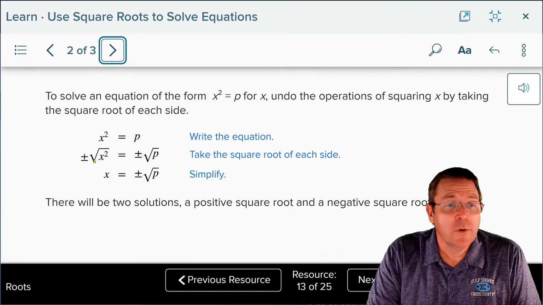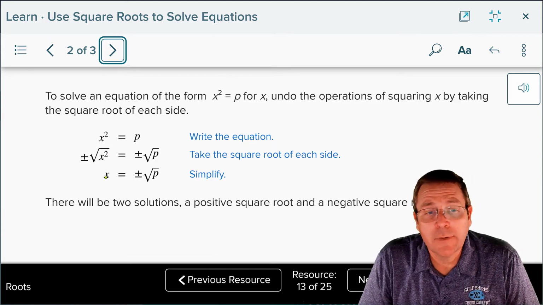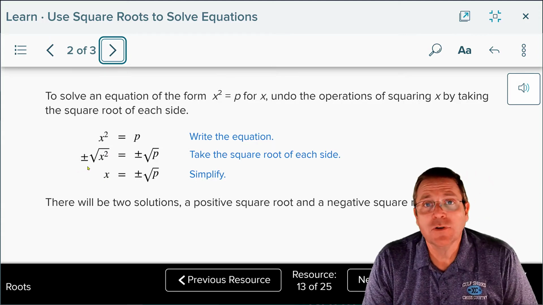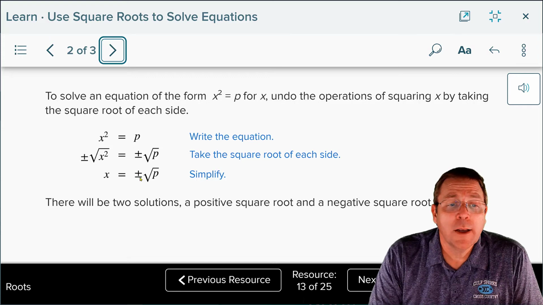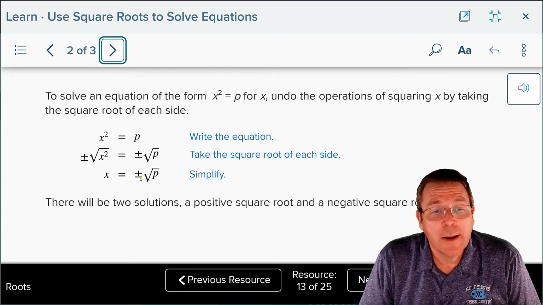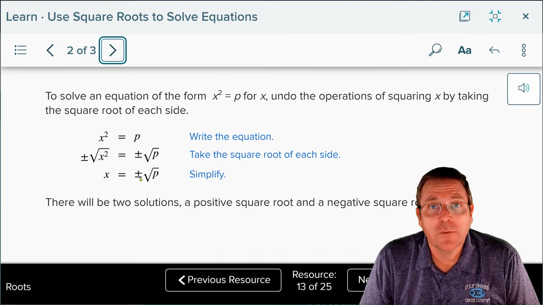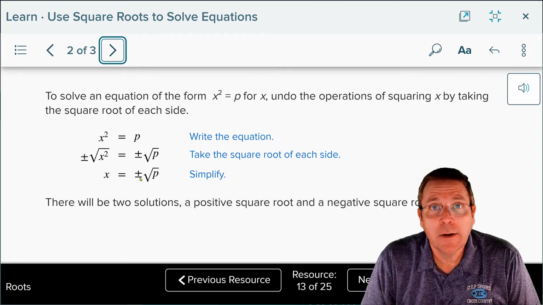Now the square root of x squared, they're looking for the positive and negative square root of it. The square root of x squared, well, that's just going to be x. And notice that the positive or negative just disappeared on the left because we don't know, it's just x. However, the positive or negative on the right stayed, because now we're going to say that x is either equal to the positive square root of p or x is equal to the negative square root of p.